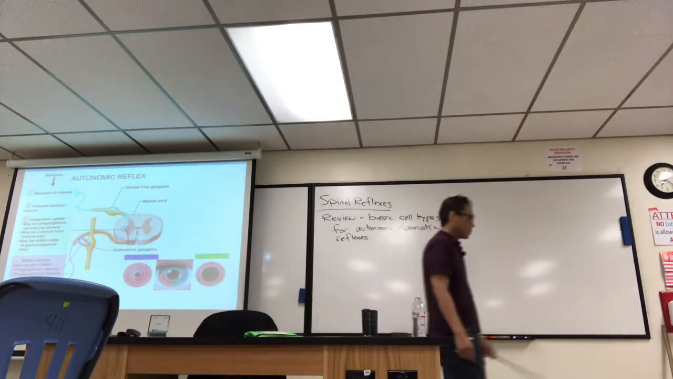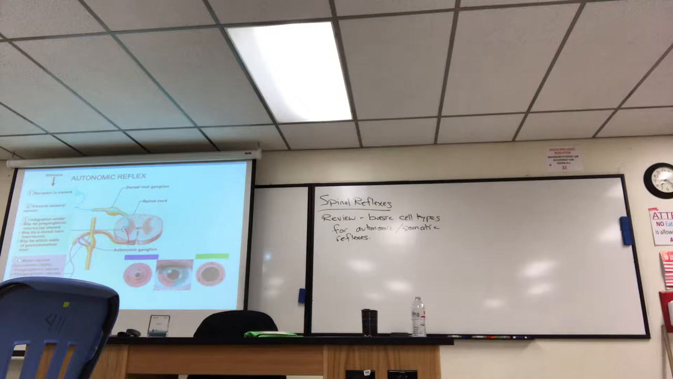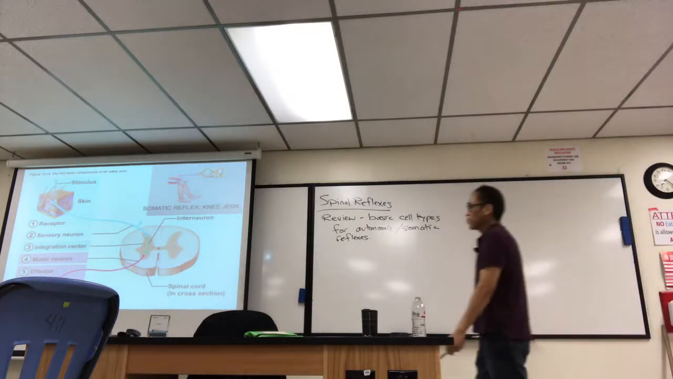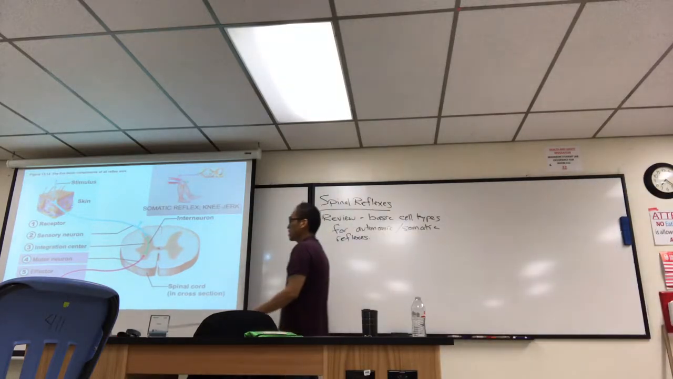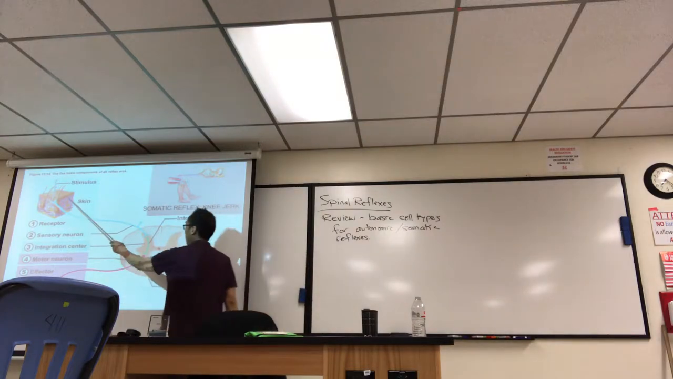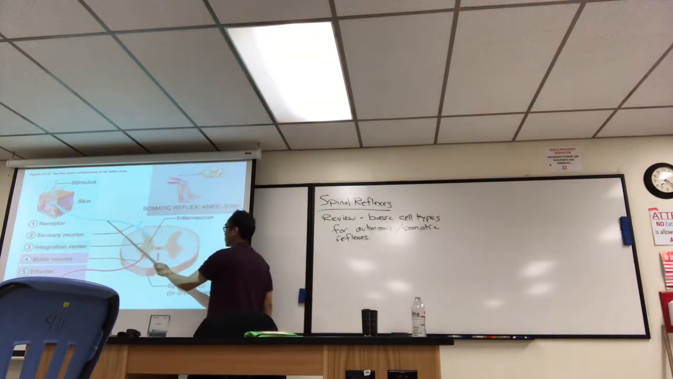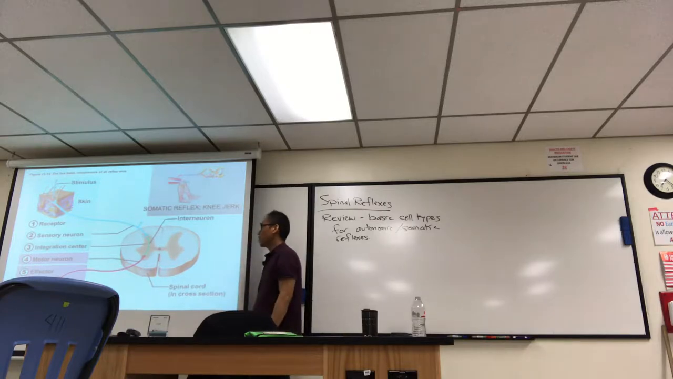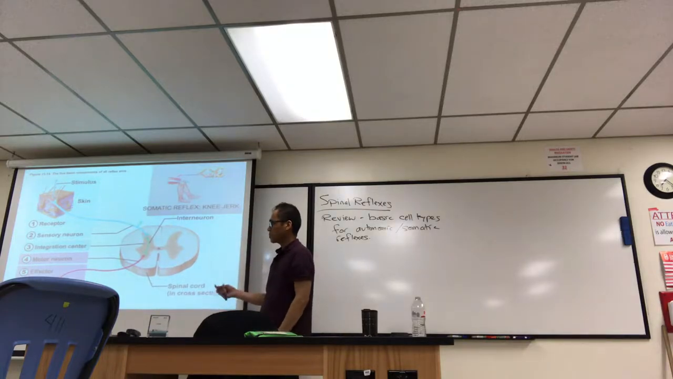My next example is a somatic reflex. Maybe you have a sensory receptor in the skin, and you feel a painful stimulus. You have a sensory neuron, an interneuron, and a motor neuron. The interneuron is completely contained within the central nervous system, in this case, the spinal cord.